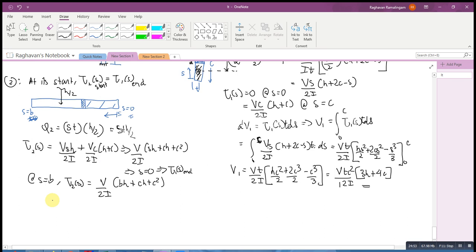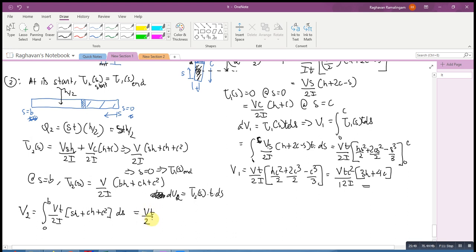Similarly, now I want to find the force in element number 2. So it is the integral between 0 and b. Basically, I'm just going to use dV2 equals tau 2 of s into t into ds, and I'm integrating this. I already have tau 2 of s over here, so Vt by 2I into (sh plus ch plus c squared) ds.